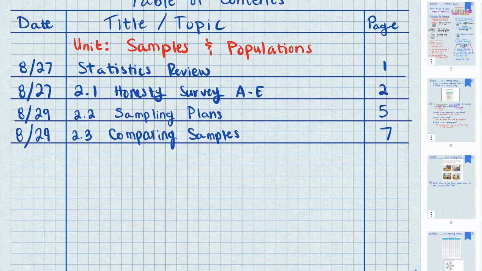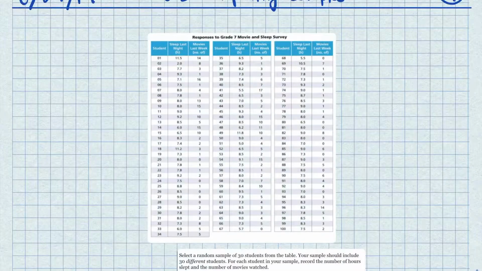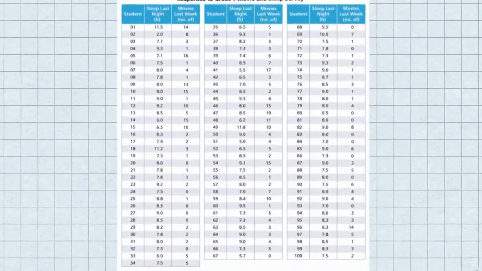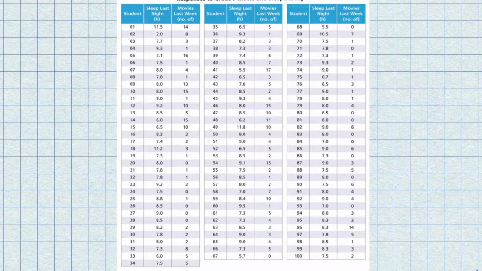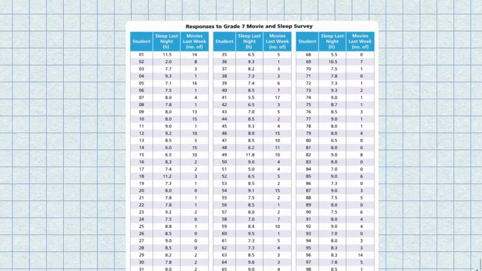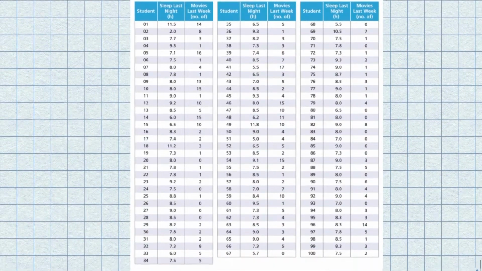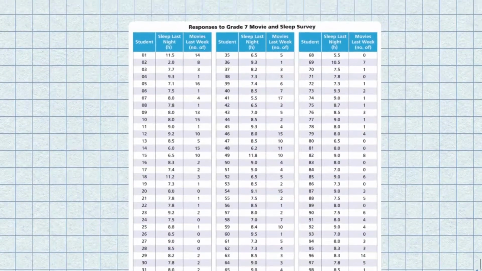You should have picked up some handouts for lesson 2.3. They should have a label 2.3 above them. They're going to look like this. So I want you to go ahead and cut those out, and I would like you to glue them in. First is your responses to the 7th grade movie and sleep survey. It should look like this.